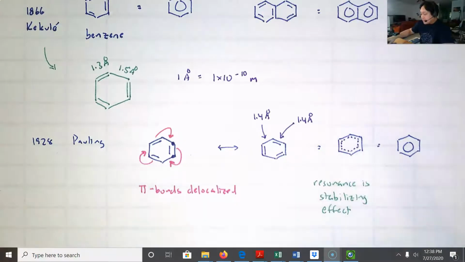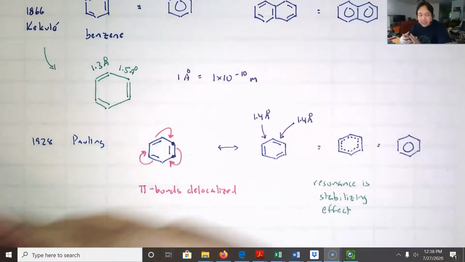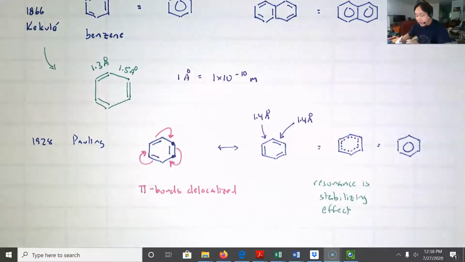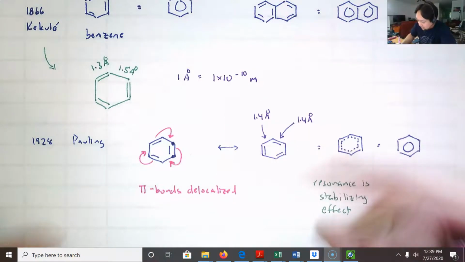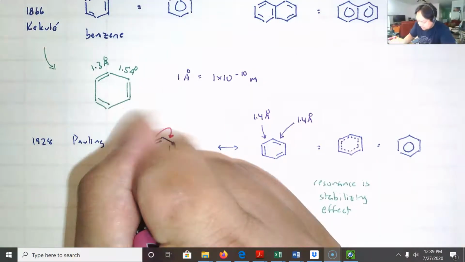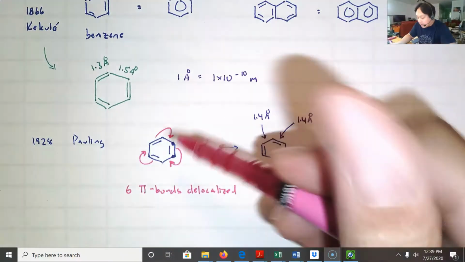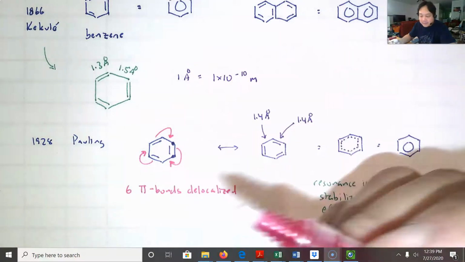It's going to be very essential that we learn how to count pi electrons, because that's going to be one of the determinants of whether our molecule is aromatic or not. Okay, so this has 6, right? You're just looking at all the electrons that make up the pi bonds.